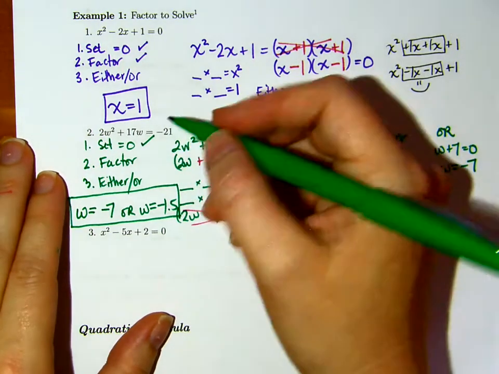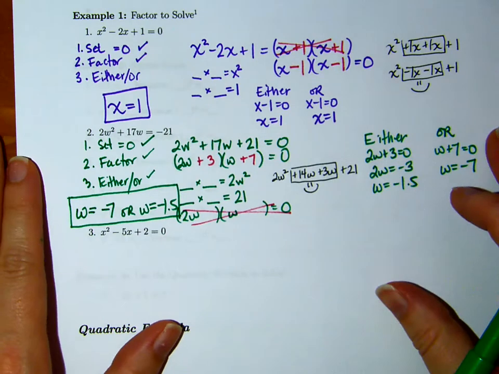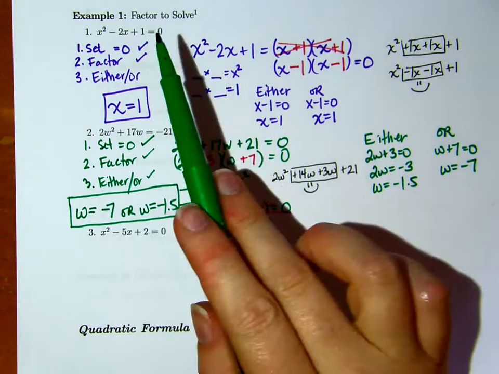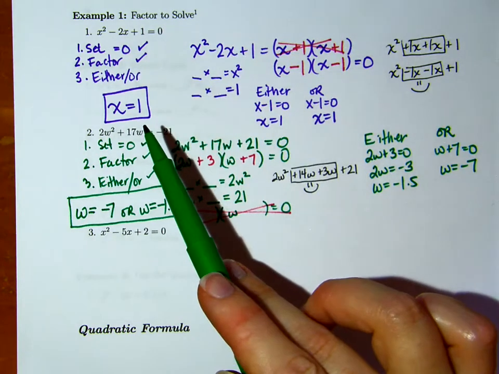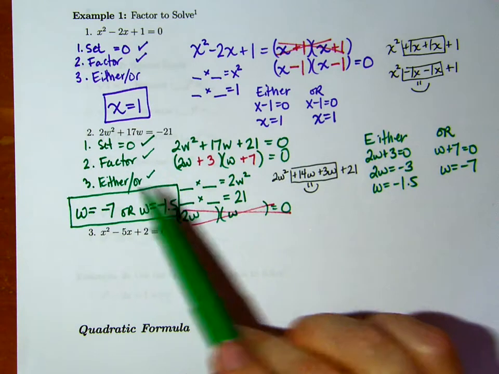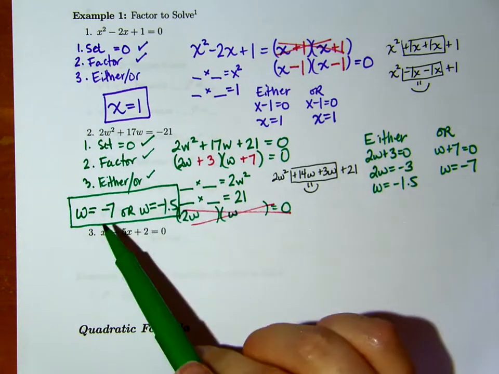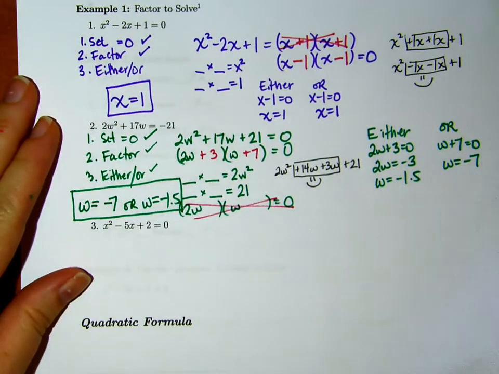Great, so set to 0, factor it, either or, solution. Set to 0, factor it, either or, solution. So far, so happy. Okay, and now number 3. Let's do this all over again.